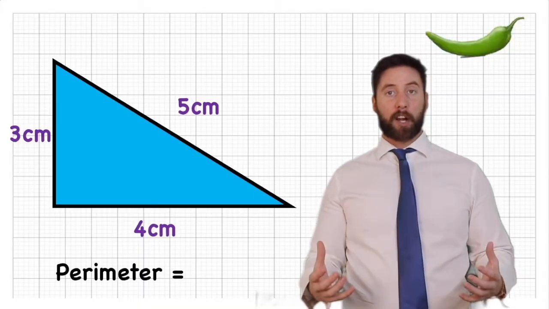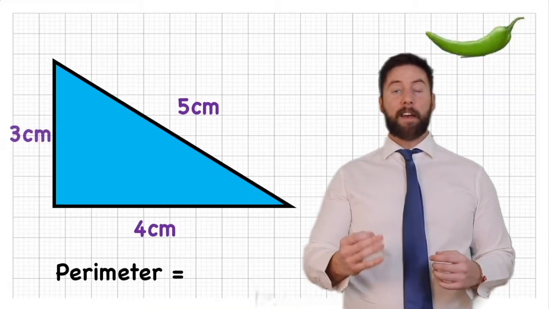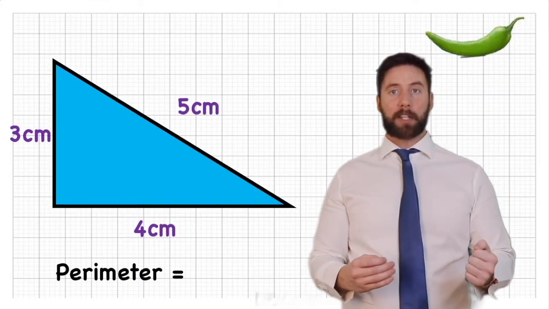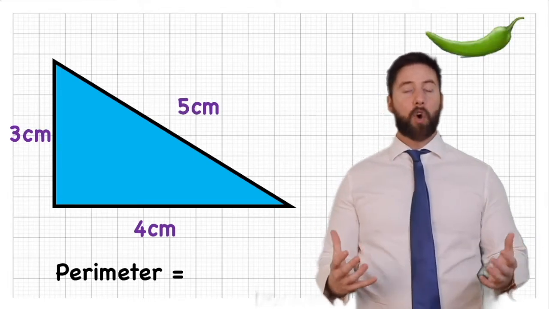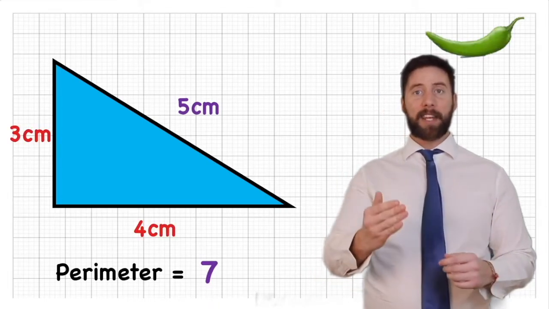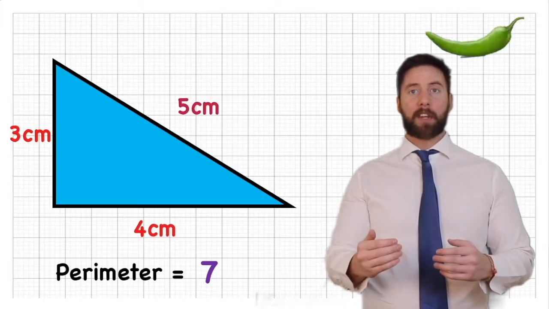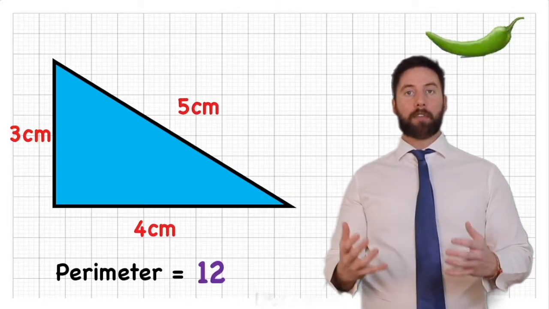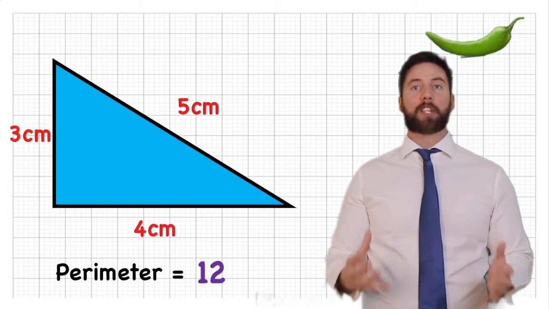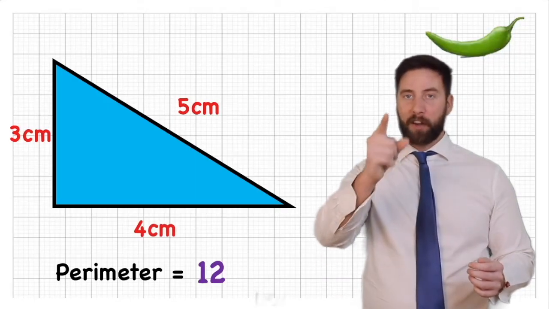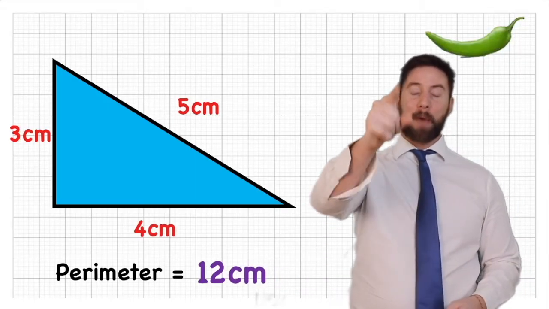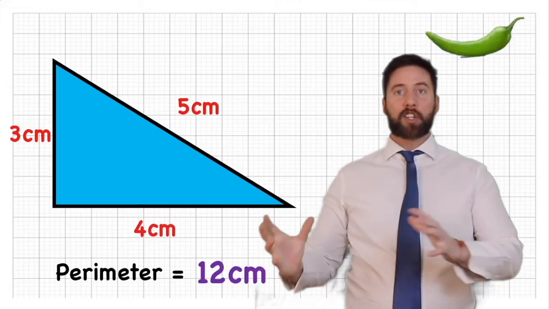Let's have a look at this triangle with sides of 3, 4 and 5 centimetres. So in order to find the perimeter, all I'm going to do is add 3, add 4, which gives me 7, add the 5, which gives me 12. So the perimeter of this triangle is 12, that's right, don't forget it, centimetres. Very important to make sure we use those units. Now let's look at another example.